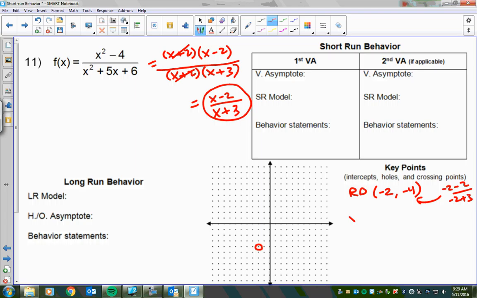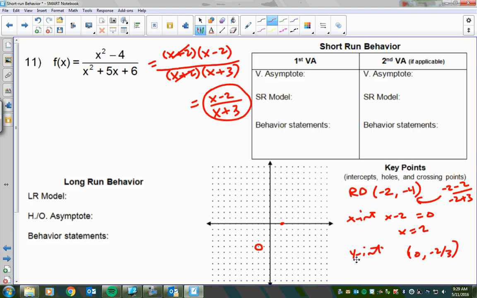Intercepts. X-intercept, you just figure out when the numerator equals 0. So when the numerator equals 0, when x is 2. So put a point at 2. And then the y-intercept, you plug in 0 and you get -2/3, yes?